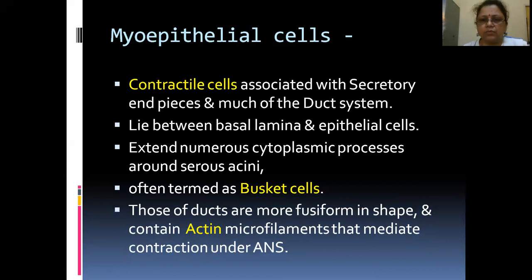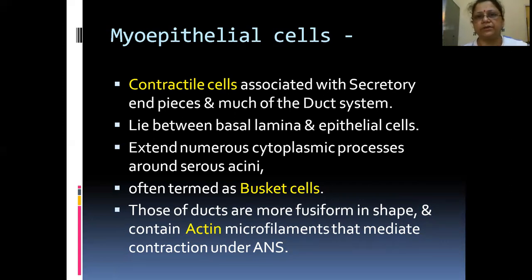Those of the ducts are more fusiform in shape and contain active microfilaments that may aid the contraction under the autonomic nervous system. Okay, so everything is autonomic nervous system. All glands, I tell you beforehand also, glands are supplied by autonomic nerves, sympathetic and parasympathetic, isn't it?